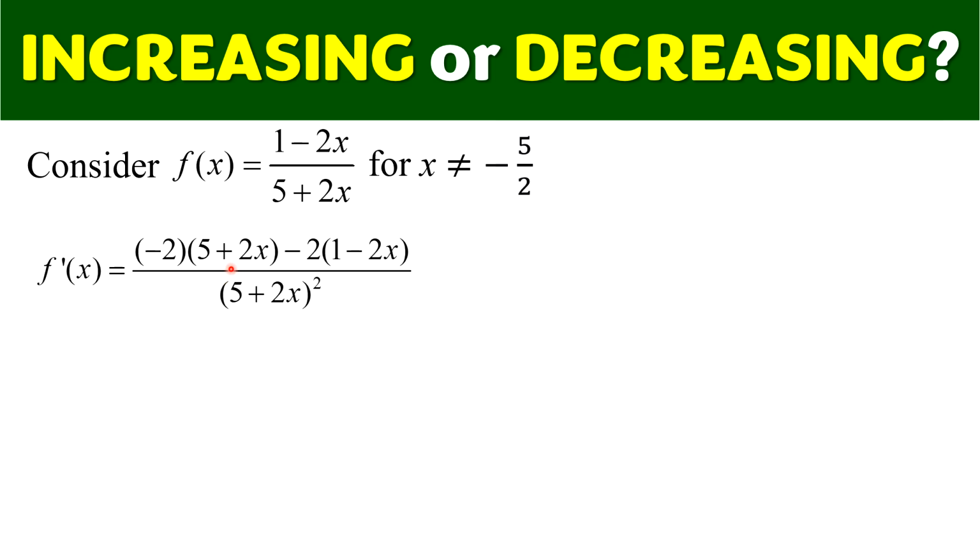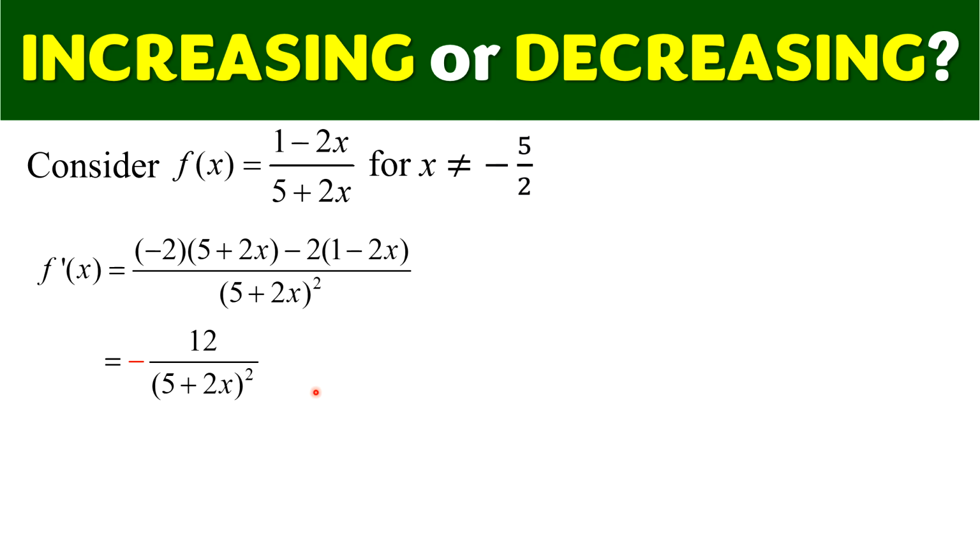So I have v du/dx minus u dv/dx, divided by v squared. Simplifying the numerator, this will give us negative 12 over (5 plus 2x) squared. Now do take note of the conditions here. It is stated that x cannot be equal to negative 5 over 2. It is simply because with this value, our denominator equals 0, which means our function will be undefined. So do take note of this.